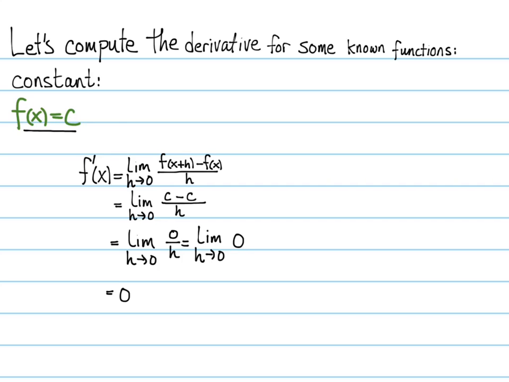Now, if you're thinking for a second that this looks a lot like 0 over 0, it's true, except whenever h isn't 0, 0 divided by anything is 0. So it's equivalent to the limit as h goes to 0 of 0, and we saw that the limit of a constant is just whatever the constant is, so the limit of 0 as h goes to 0 is just 0. And so f prime of x is 0 when f of x is c.